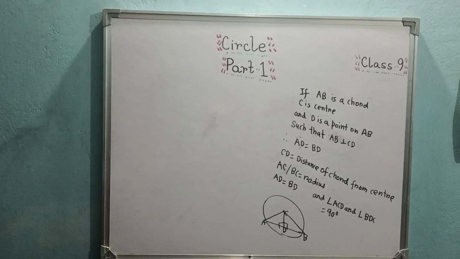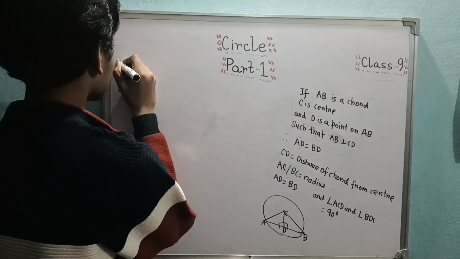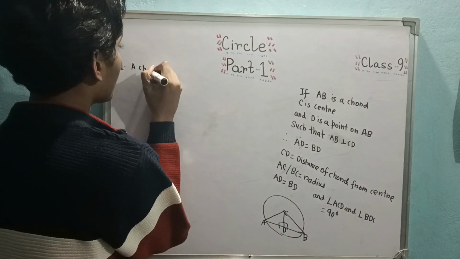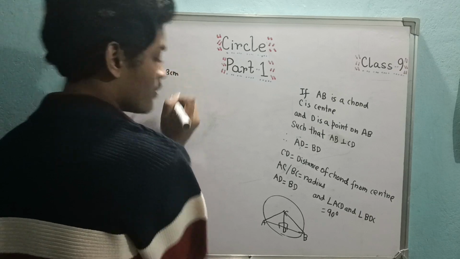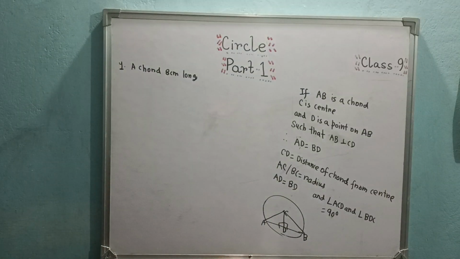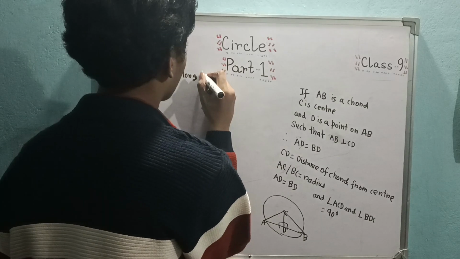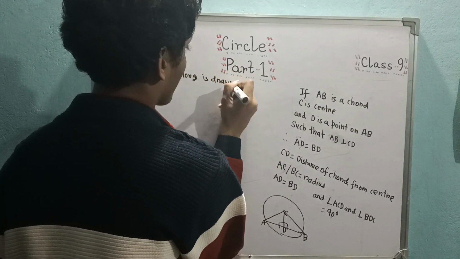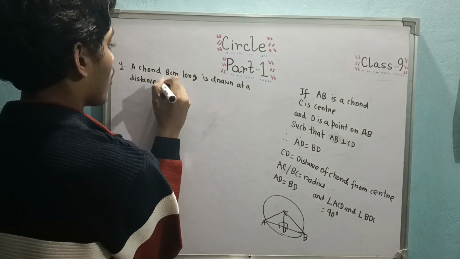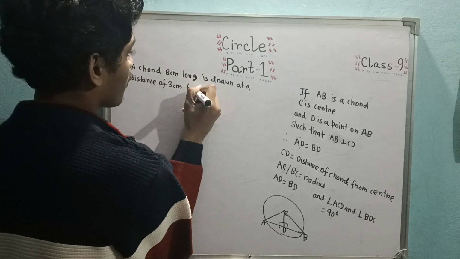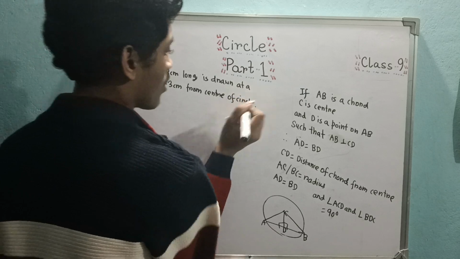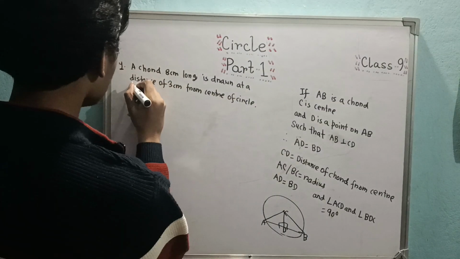See how easily this concept comes into the questions. Let's see that. So we will just draw the diagrams first. A chord 8 cm long is drawn at a distance of 3 cm from center of circle. All right. Find radius of circle. Okay.